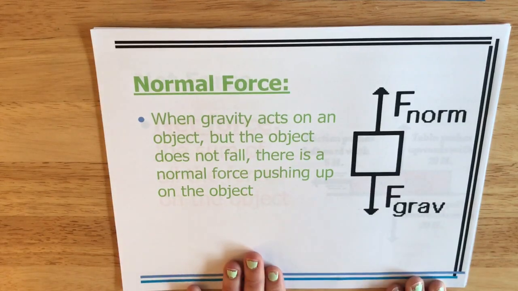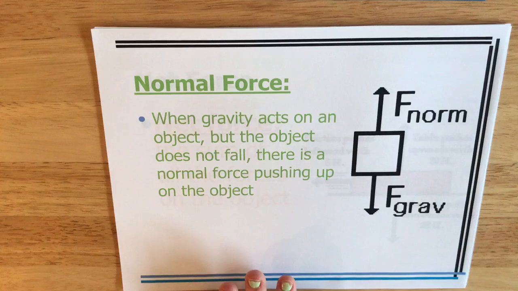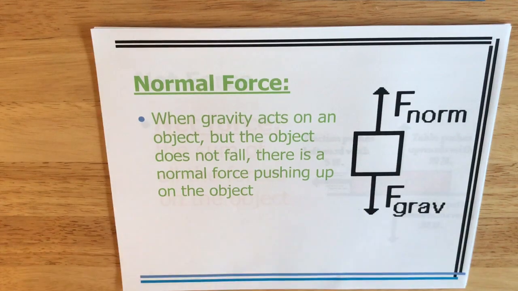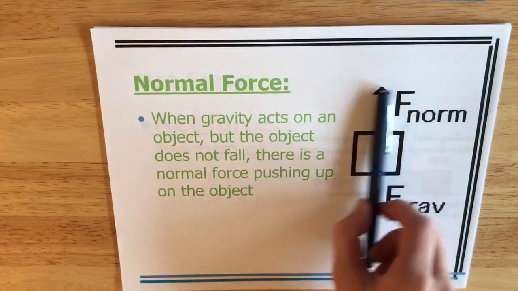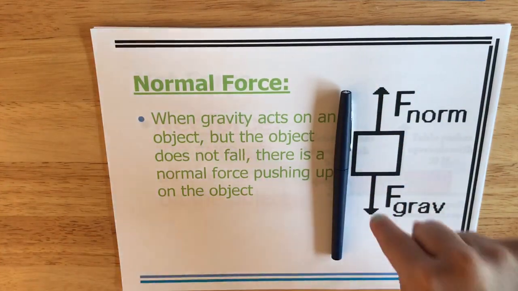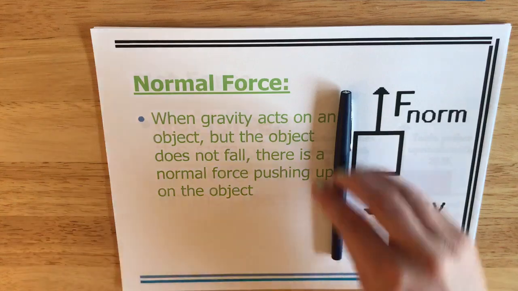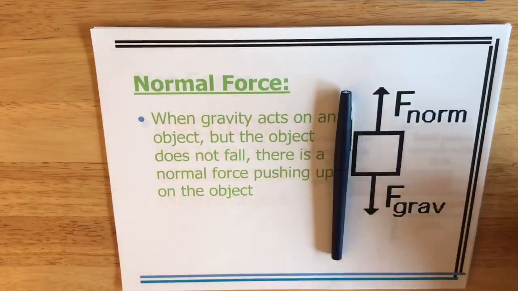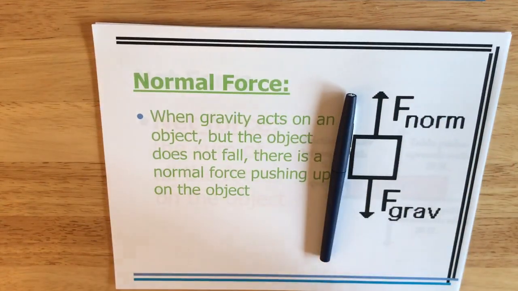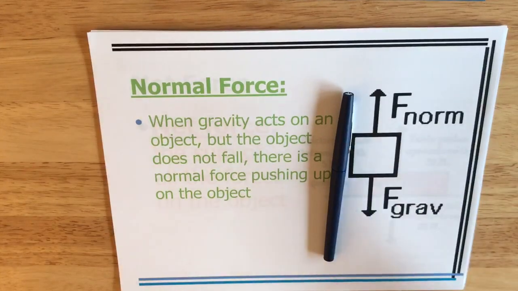So it says when gravity acts on an object and pulls downward, but the object doesn't fall, it's because there's a normal force pushing up on the object. So this pen that I'm going to set down right here on the table, gravity is pulling down. I can't show you underneath the table, but I'm trying to put my hand underneath there to show that it's pulling down. But the pen's not falling through the table because the table is actually pushing back up with a normal force, equal but opposite.